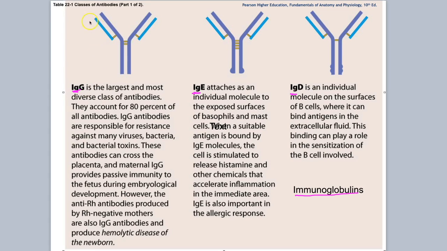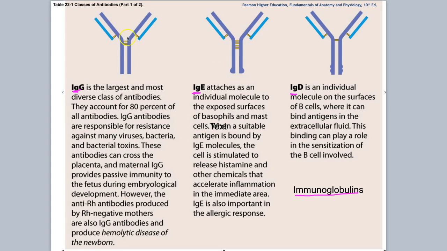So this type of antibody that we see over here on the left is called IgG. We're just using the letter G to name this one. Here, this one has a slightly different structure. It's called IgE. Here, this one has a different structure. We call this type of antibody IgD. And there's different kinds of each one.